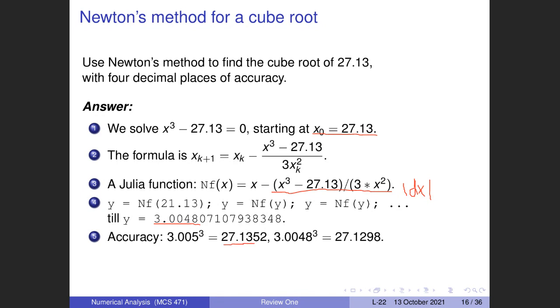So here we see that we have 27.13, even if we take one more decimal place. So our answer has to be represented in 4 decimal places. So we do have 4 decimal places of accuracy. So this is the f of x. And this is the estimate for the backward error.